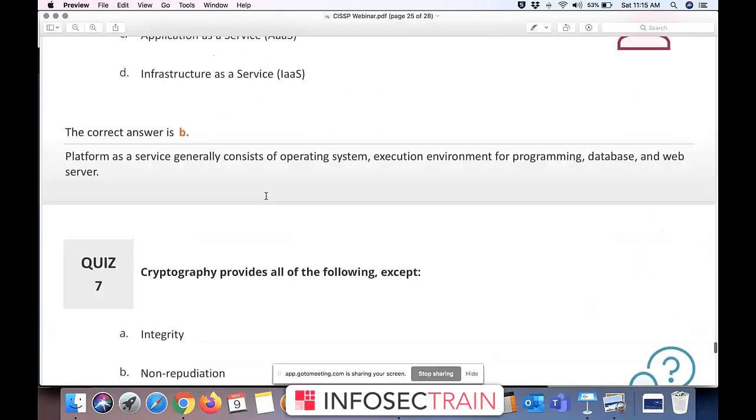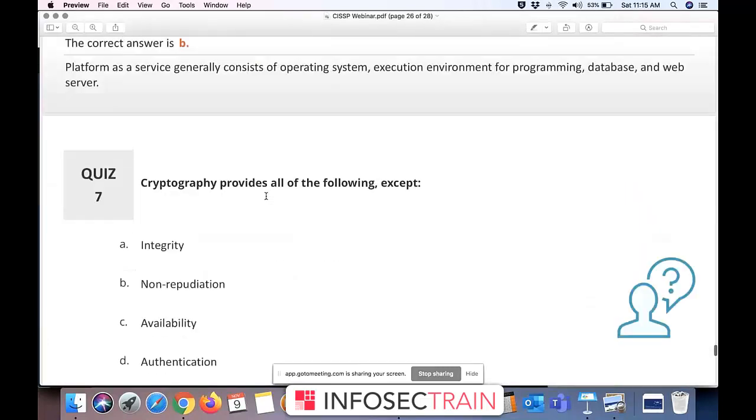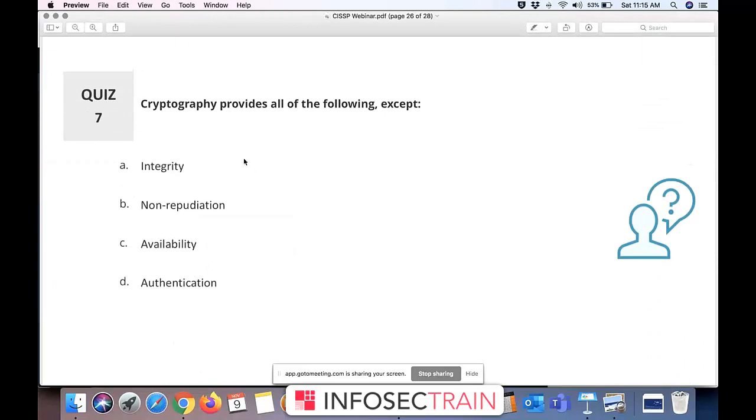There's one more question, and this is a typical question where it says cryptography provides all of the following except. That's a keyword I mentioned earlier. You need to read the questions carefully, as sometimes you miss these keywords, like except. You need to find the odd one out here. Cryptography is certainly a big topic. If you don't know, you can say I'm not sure. If you want to guess, be my guest. But certainly you need to know this stuff.